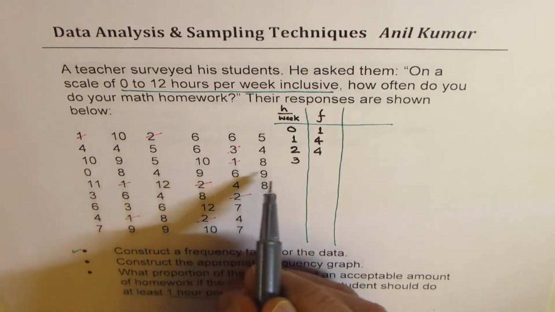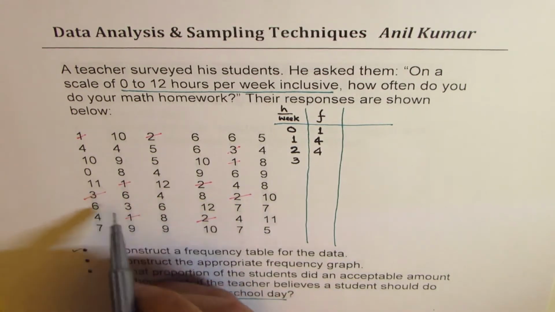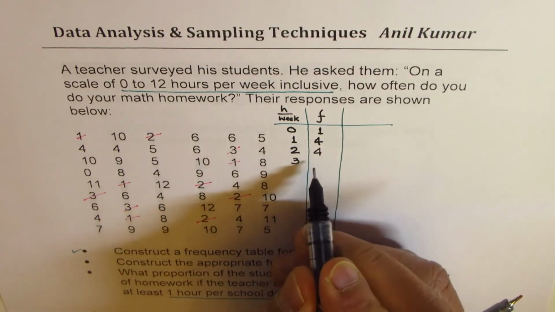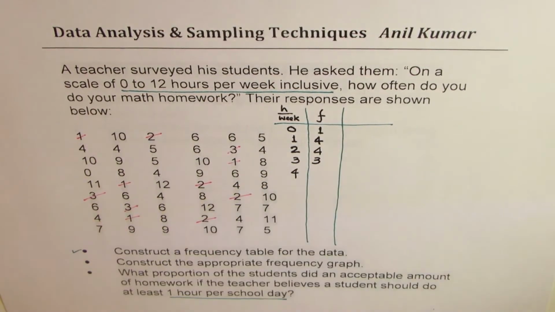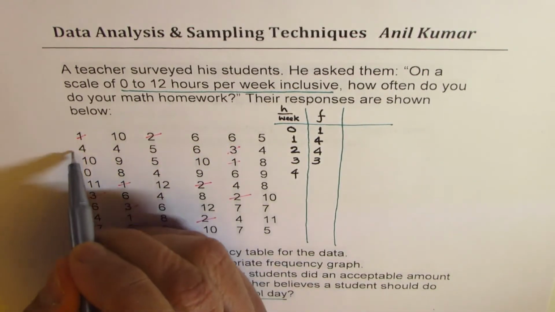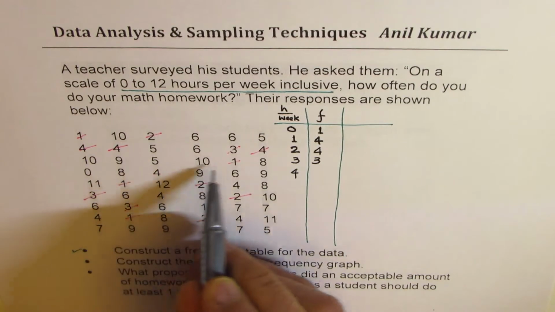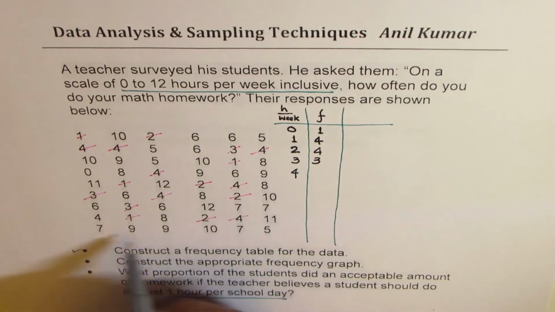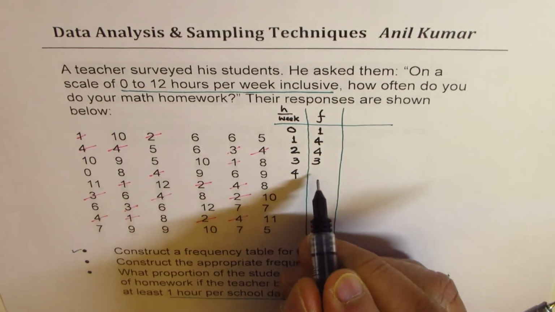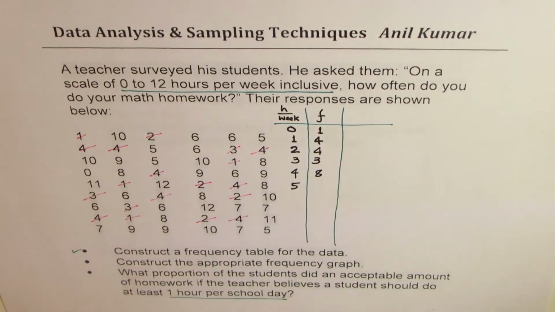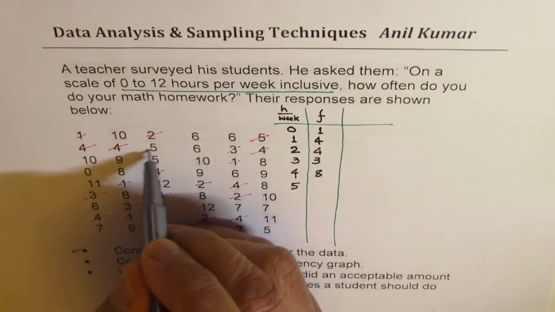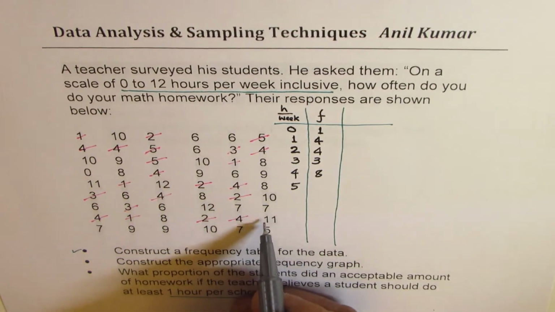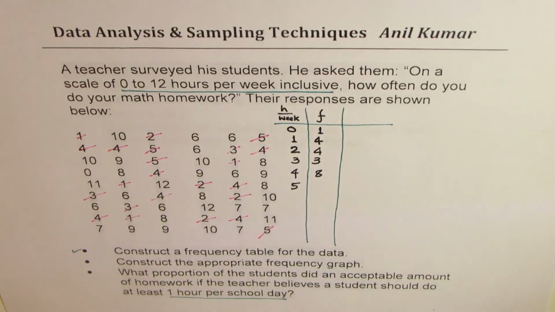1, 2, 3. So we have 3 3's. 4. 1, 2, 3, 4, 5, 6, 7, 8, 4's. 5. 1, 2, 3, 4, 5's.